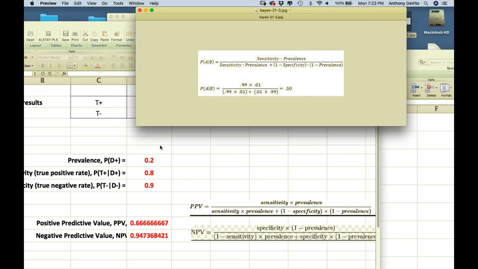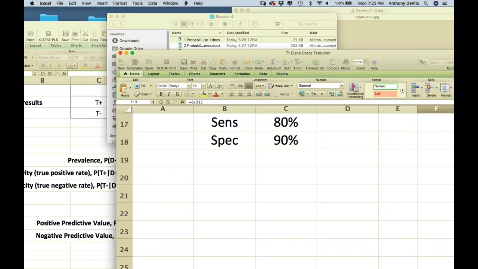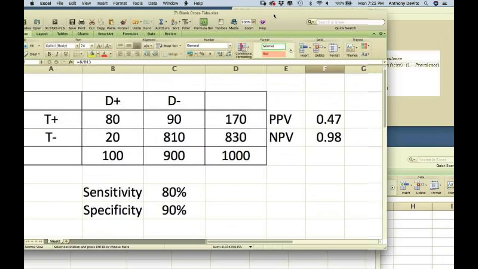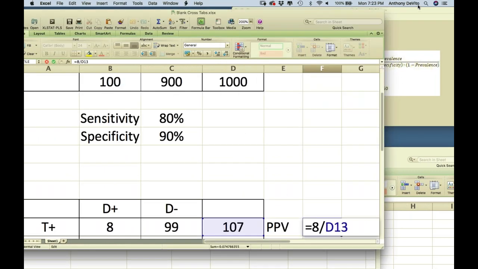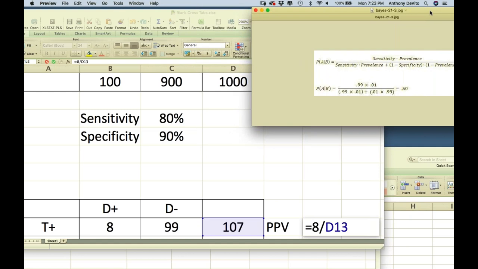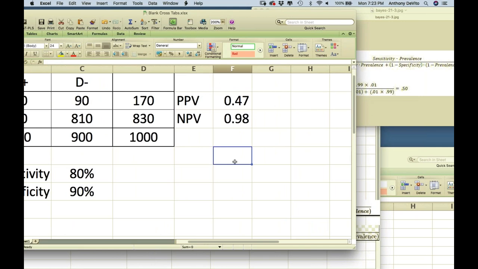Let's apply it to the first one that we did. Okay, if I can still find it. Yeah, let's apply it to this. We said positive predictive value is 47%. Let's apply this formula. So on the top, what's on the top of this equation? It is equal to the sensitivity, which is 0.8, times the prevalence. And what was the prevalence? The prevalence was 0.1, 10%. And that comes out to be 0.08.